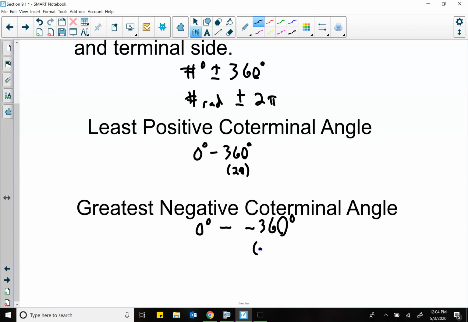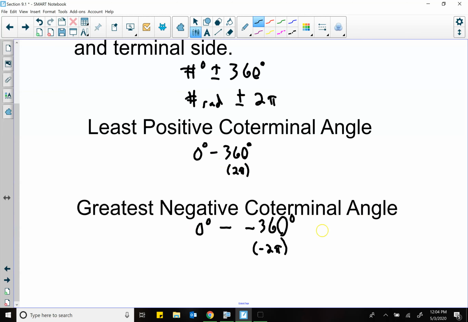And down here, negative 2 pi. Okay, you're going to see examples of this here in just a second. The book also does kind of a poor job of distinguishing between these two, but I wanted you to know the least positive coterminal angle is any angle that has a measure between 0 and 360 degrees. That is the least positive.